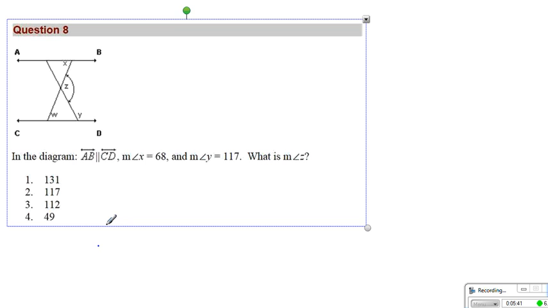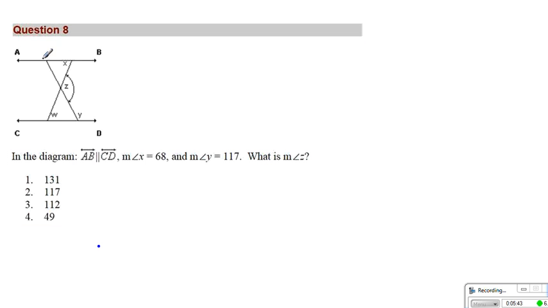Alright, number 8. Here, do you see the parallel lines? That means angle X and angle W must be equal to each other by alternate interior angles. So not only X but also W has to be 68 degrees. Now Y has to be equal to 117 degrees, which leaves us the other angle as 63.